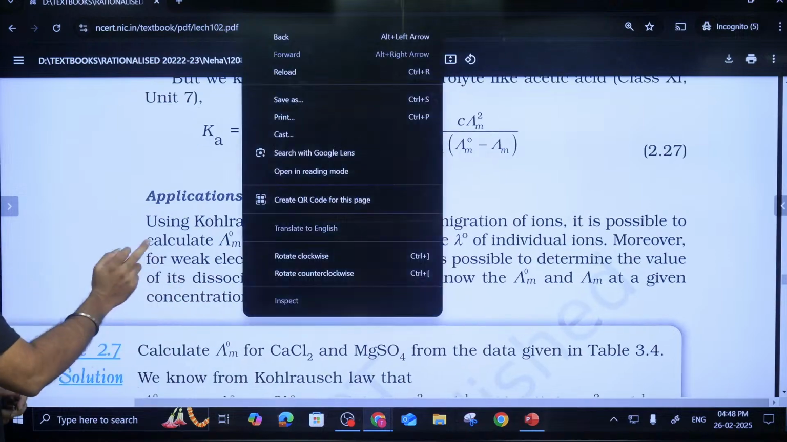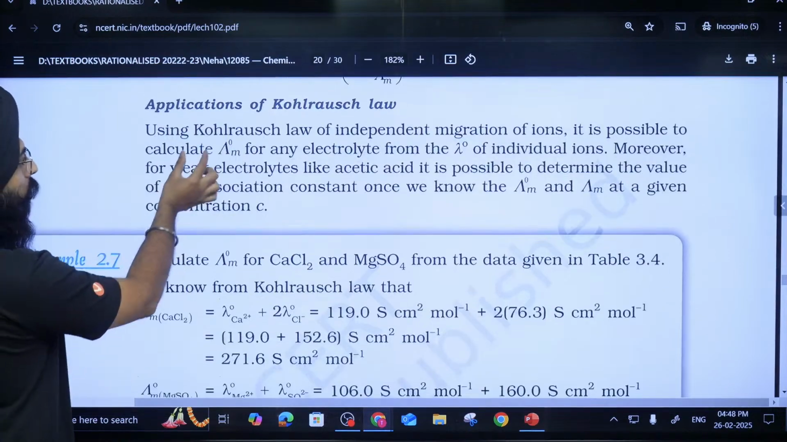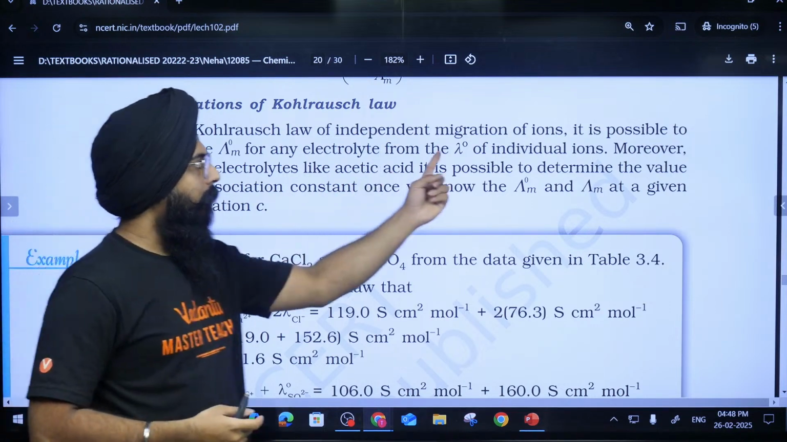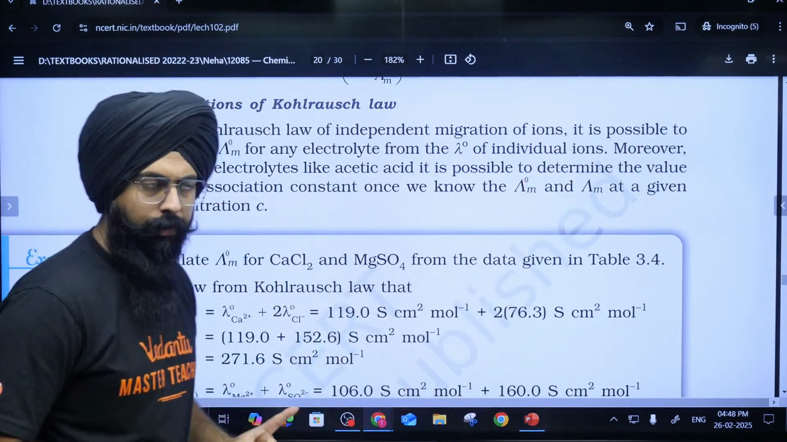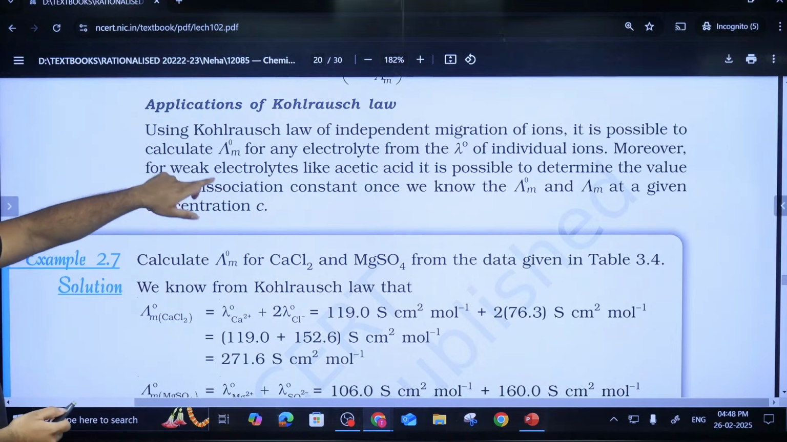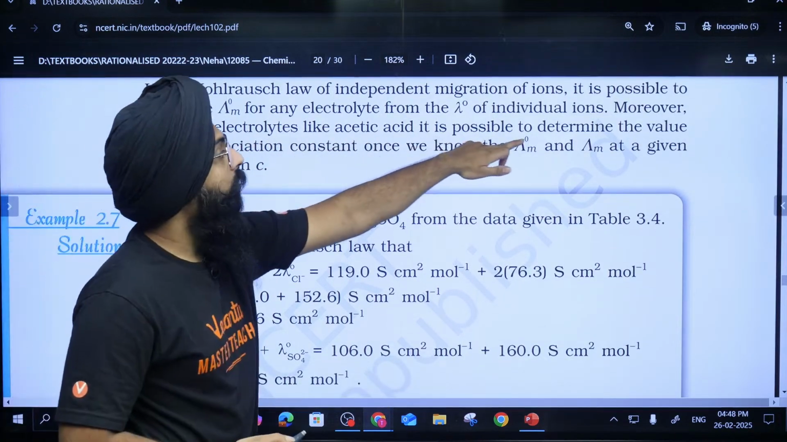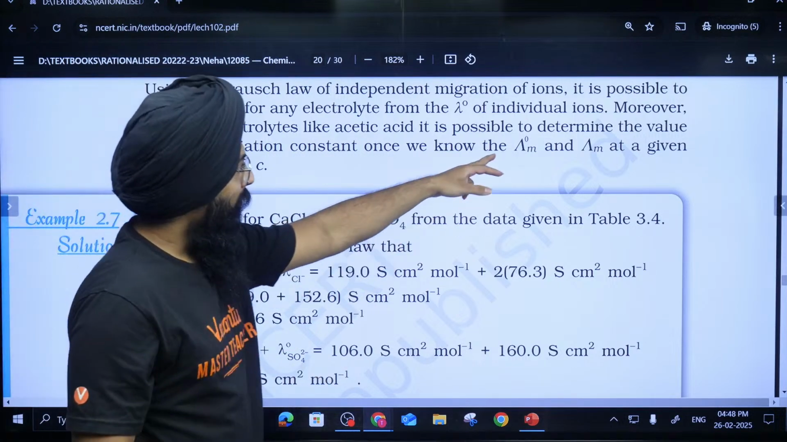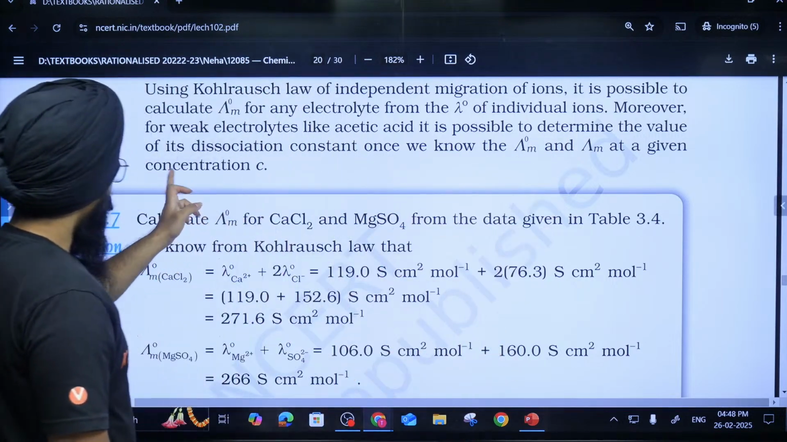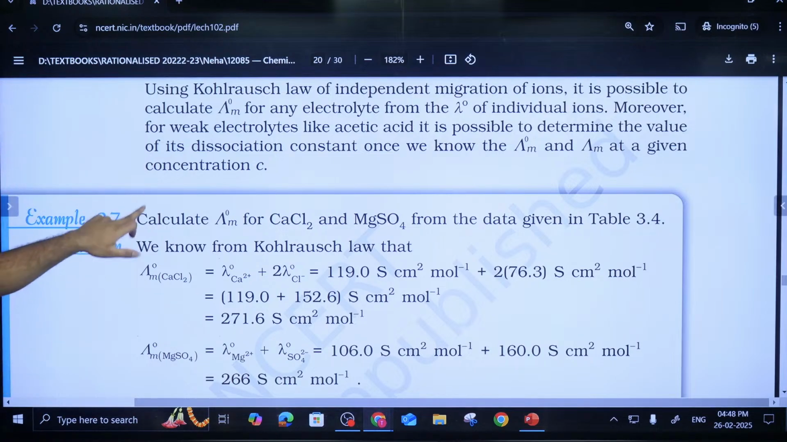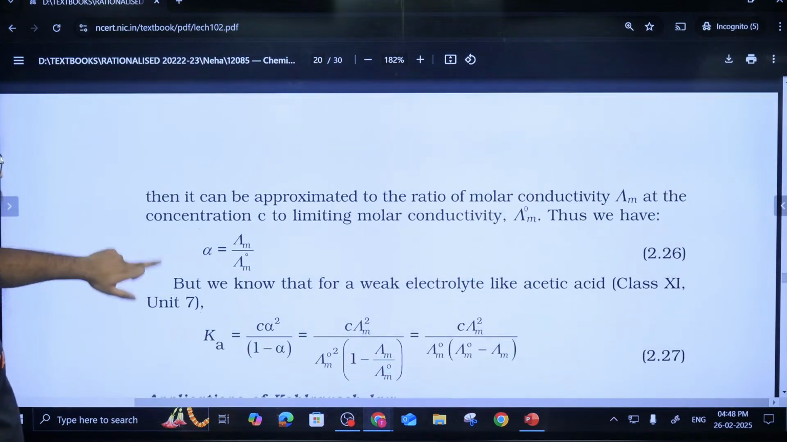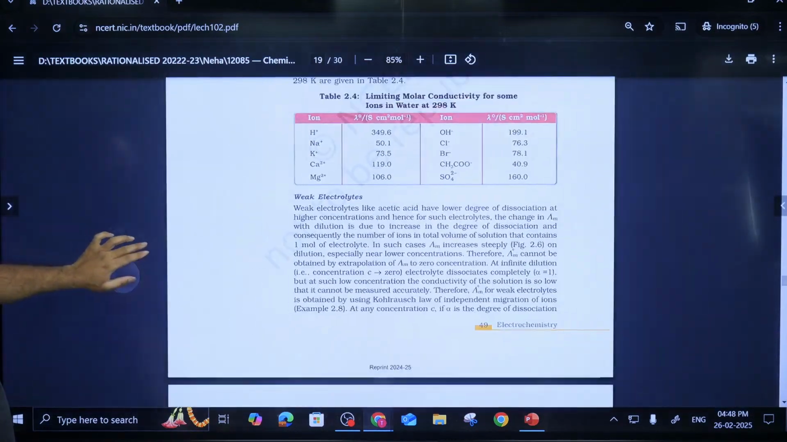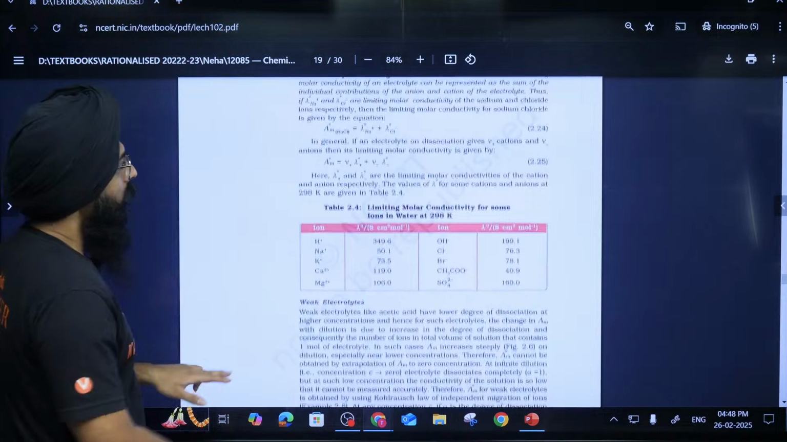Using Kohlrausch law of independent migration of ions, it is possible to calculate lambda infinity for any electrolyte from the lambda infinity of individual ions. Moreover, for weak electrolytes like acetic acid, it is possible to determine the value of its dissociation constant once we know the lambda infinity and lambda at any given concentration C. That is how we figure out the limiting molar conductivities.